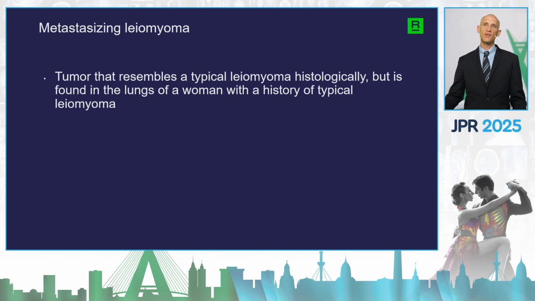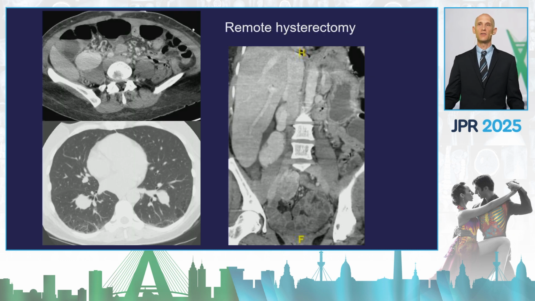Okay, an extension of this idea of intravenous leiomyomatosis is benign metastasizing leiomyoma. This is when you have a tumor that resembles a typical leiomyoma at histology, but is found in the lungs of a woman with a history of typical leiomyomas. Okay, so here is a case example of benign metastasizing leiomyoma.